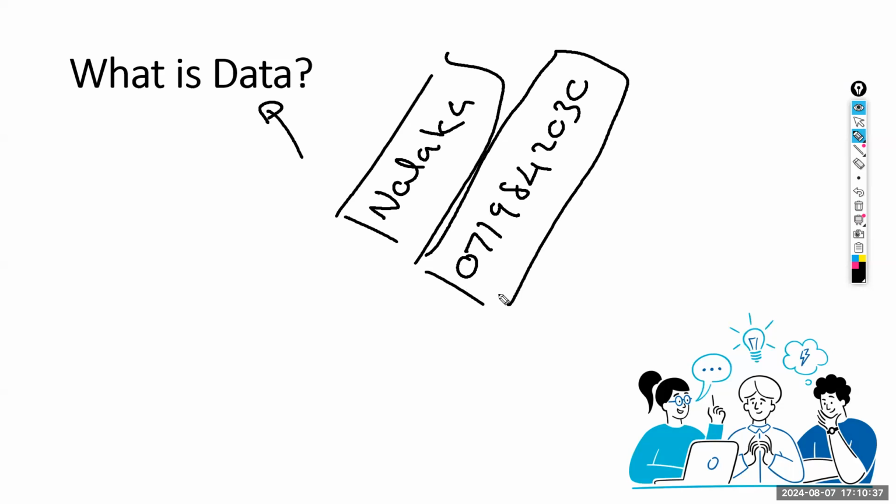If you go to the supermarket, you will see there are products. So they have a price. It's a data. They have the date of manufacturing. It's a data. They have the batch number. It's a data. Right?